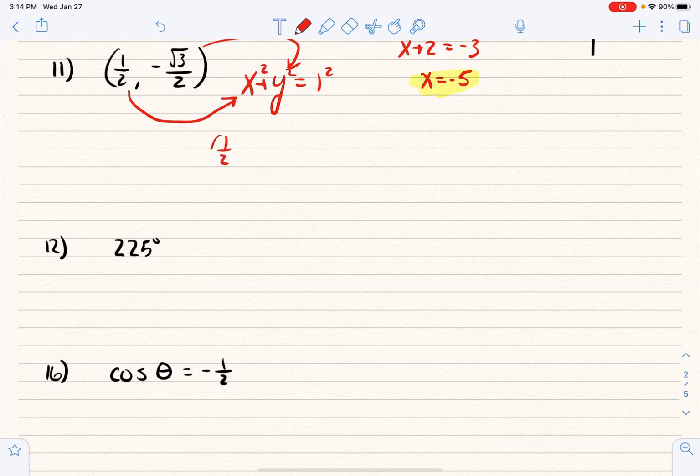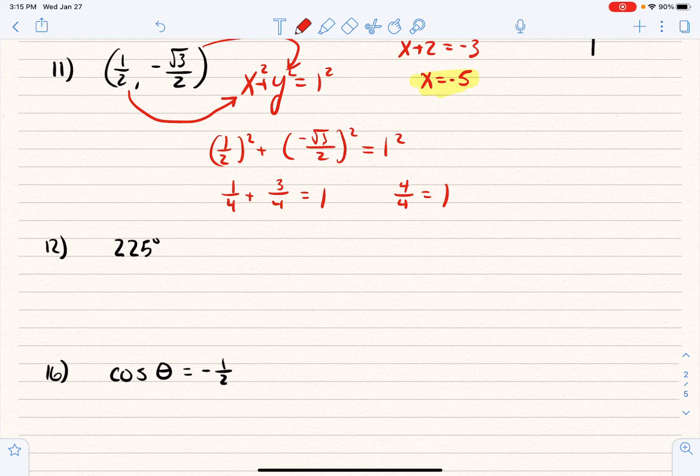So you say, is it true that 1/2 squared plus negative square root of 3 quantity squared is equal to 1 squared? Well, that is to ask yourself, is 1/4, and negative square root of 3 times negative square root of 3 would give me 3, so 3/4. So is 1/4 plus 3/4 equal to 1? Well, yeah, because 1/4 plus 3/4 is 4/4, and that is 1. And so that's an easy way for us to show how that is on the unit circle.